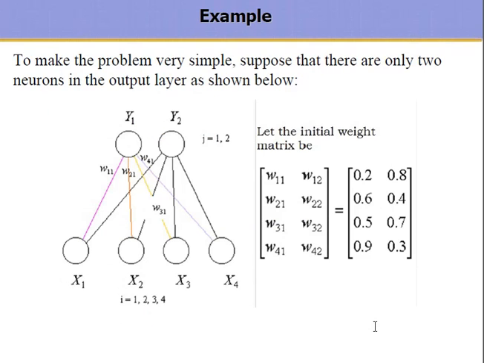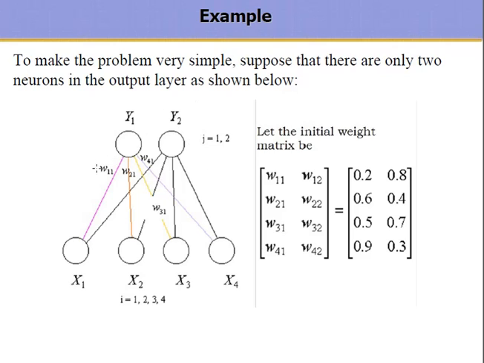Now let's have an example so that you can have a good understanding of all these steps which we have seen in the basic SOM algorithm. We have a simple example here in which there are only 2 neurons in the output layer, right? In order to keep the example simple, we have 2 neurons in the output layer.